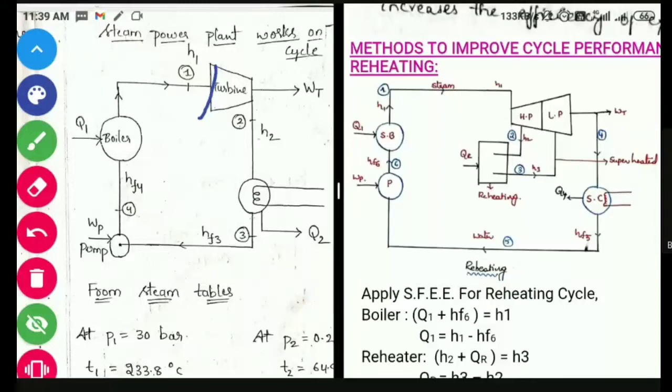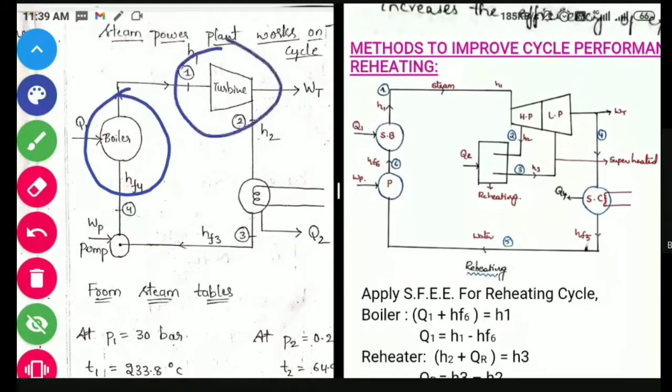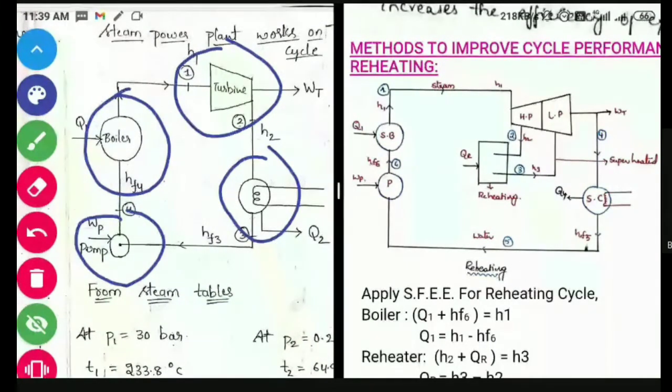Dear students, good morning. Let us see the topic reheating for Rankine cycle. Before going to that, let us see the simple Rankine cycle. As you know, the components of Rankine cycle are steam boiler, steam turbine, steam condenser, and feed pump. This is a simple layout for the Rankine cycle. We already discussed it in the last class.